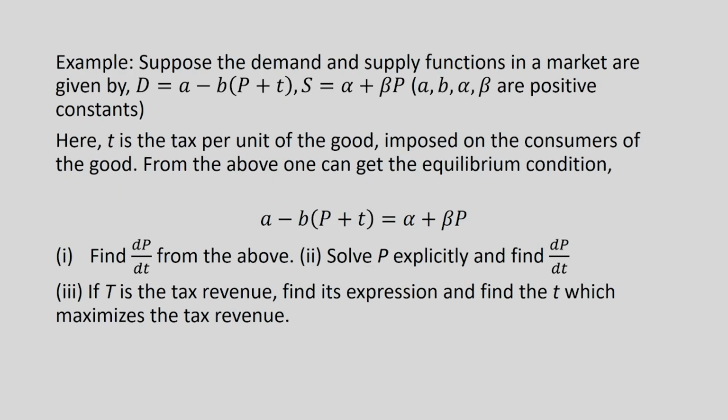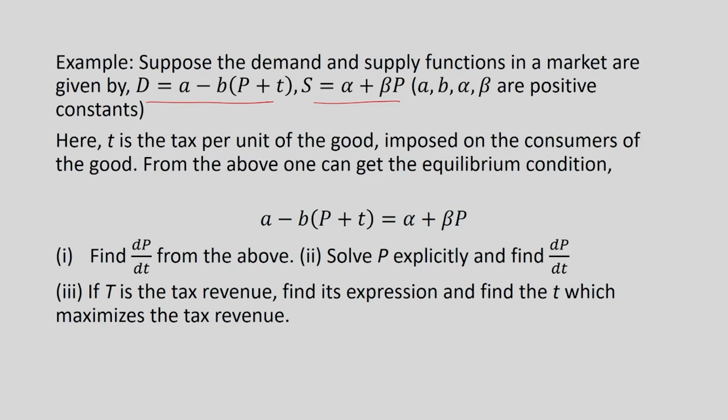I now talk about another example where implicit differentiation and chain rule will be used. Suppose the demand and supply functions in the market are given by D. So, this is the demand function, quantity demanded is a function of price, and S, quantity supplied is a function of price. Here a, b, alpha, beta, these are all positive constants. These are what we have talked about, they are called parameters.